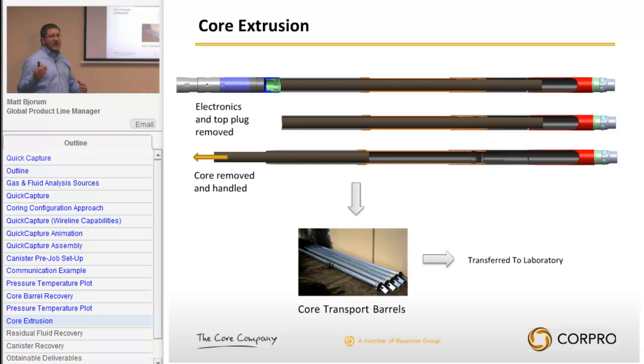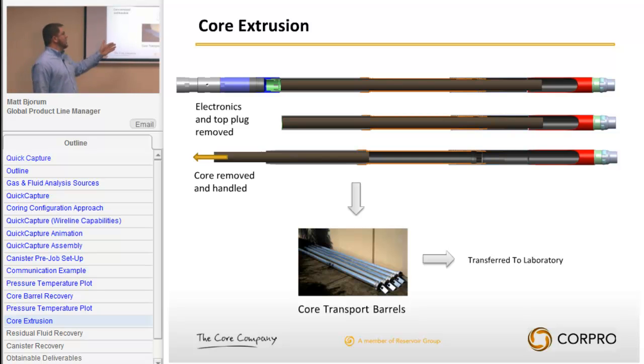Core extrusion process. As I discussed, at some point we have to extrude the core from the barrel. That core needs to be transferred to something acceptable to transfer from the well site itself back to the laboratory. There are several different methods that are being used right now. We work with the client, we work with the laboratory specifically to develop how we'll monitor and how we'll actually do that transfer process.